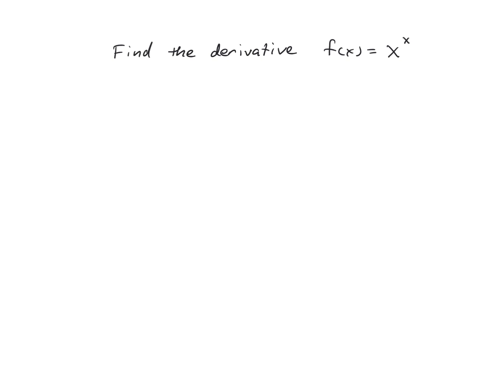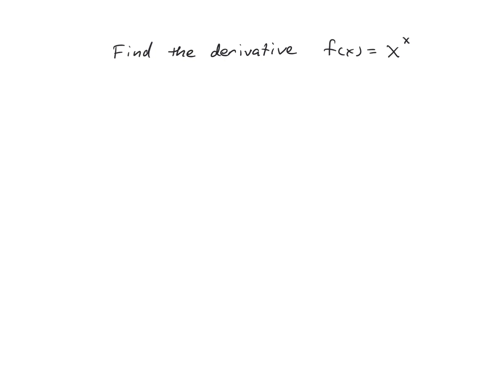Hello and welcome back. For this example, we want to find the derivative of the function x raised to the x power. And you might be thinking power rule, you might be thinking exponential rule, but neither one of those will apply because the base and the exponents are not constants. They're both varying. So what we have to do instead is use implicit differentiation.